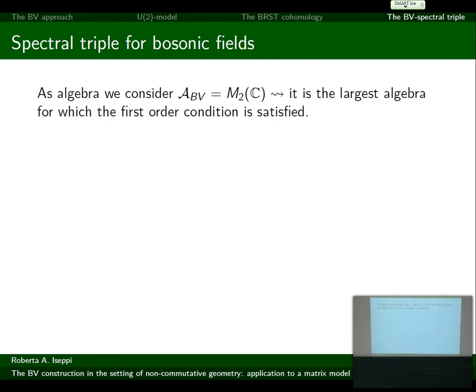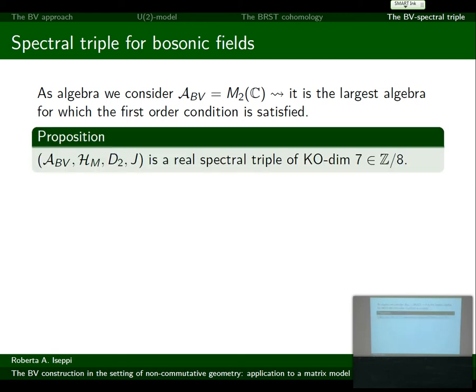So to conclude, as I said, the algebra is not playing a role. It's just the largest one for which the first order condition is satisfied. And as you immediately notice, D1 and D2 are playing different roles. If we consider the triple defined with a Dirac operator given only by D2, and remember that was a 4x4 matrix, so that was acting only over HM, this is a real spectral triple of KO dimension 7.